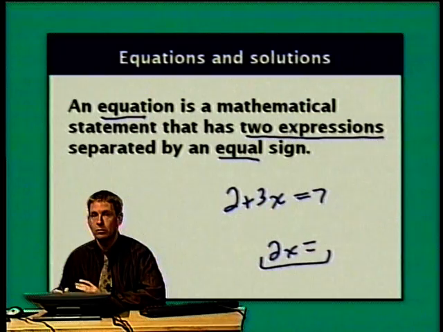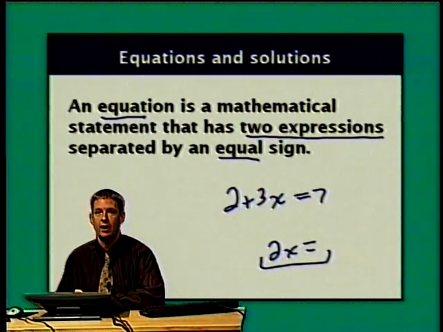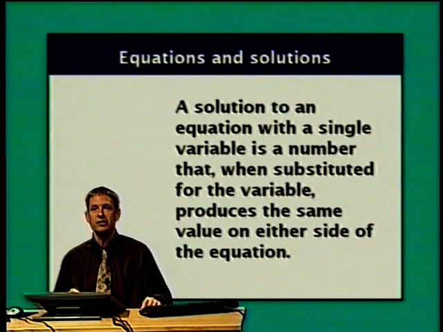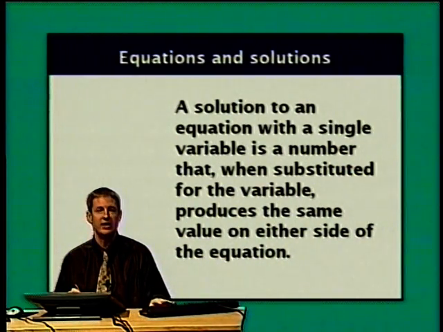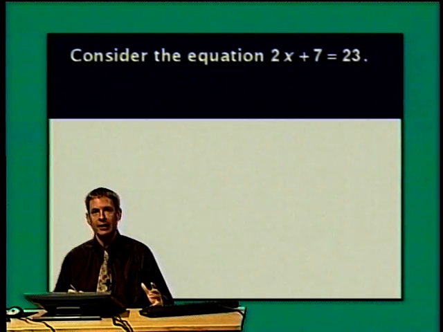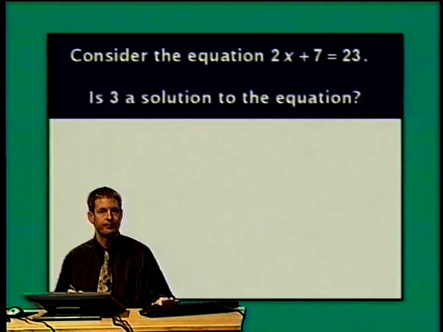2x equals. George Washington was. You need to complete each of those phrases. A solution to an equation with a single variable is a number that, when substituted for the variable, produces the same value on either side of the equation. Let's explore this idea. Let's consider the equation 2x plus 7 equals 23.